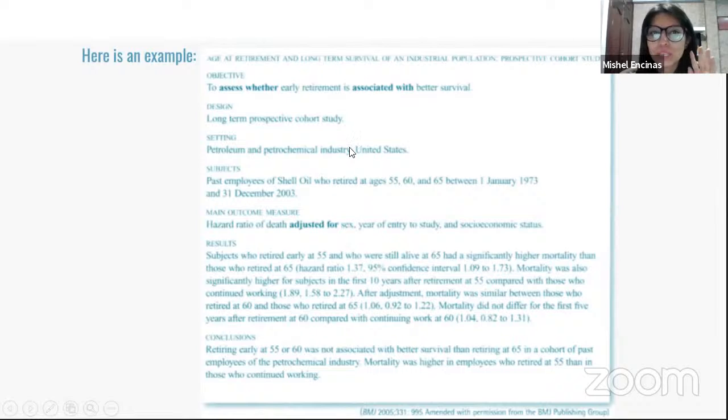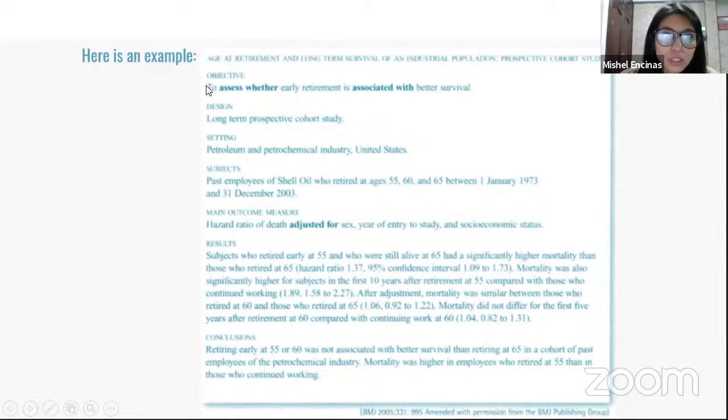These are just examples. To do this, we have to make an investigation, of course. But it is just an example. For example, in conclusions: retiring early at 55 or 60 was not associated with better survival than retiring at 65 in a cohort of past employees of the petrochemical industry. Mortality was higher in employees who retired at 55 than in those who continued working.